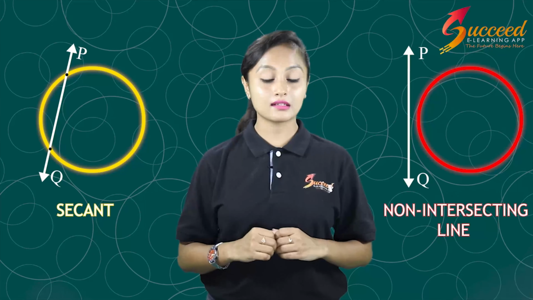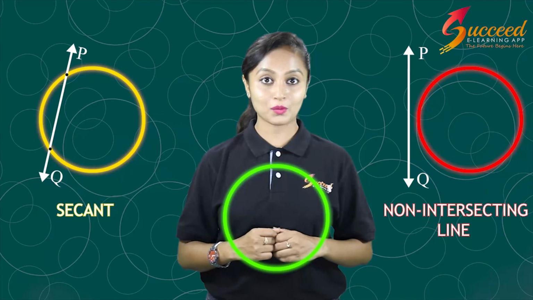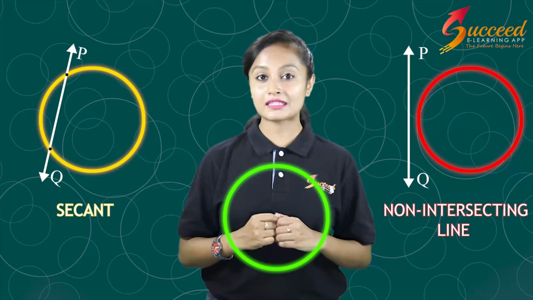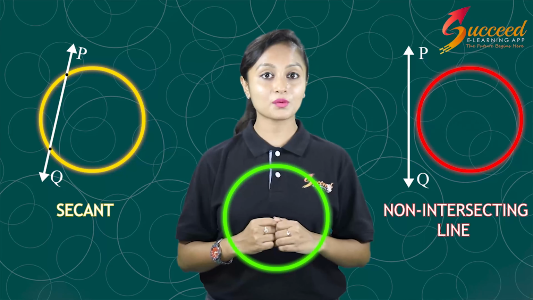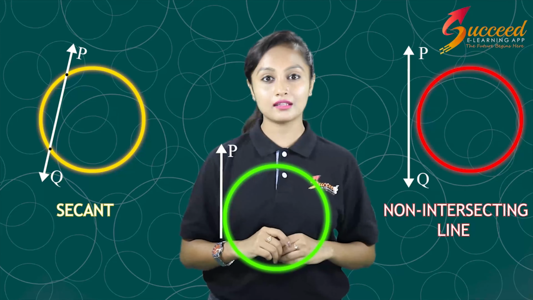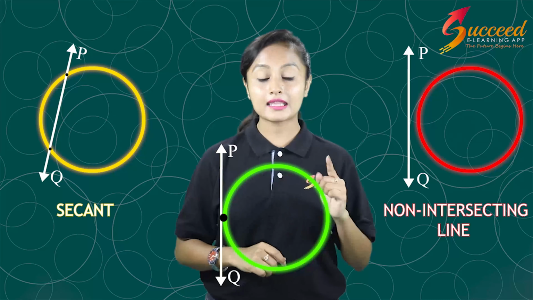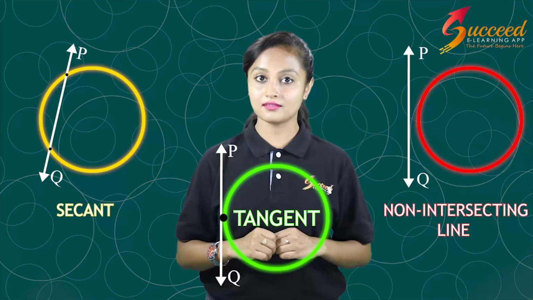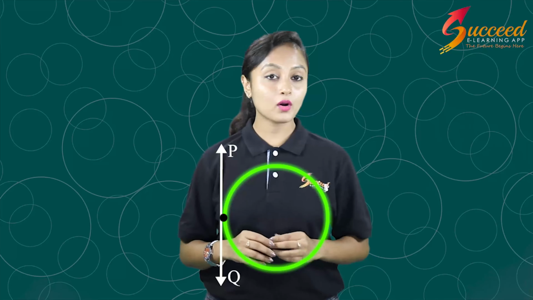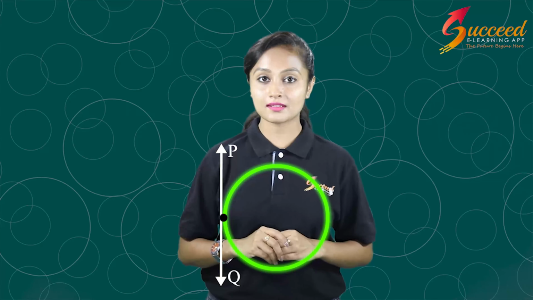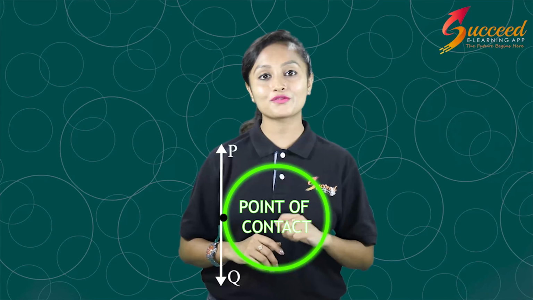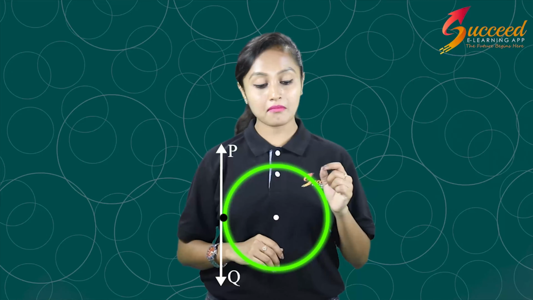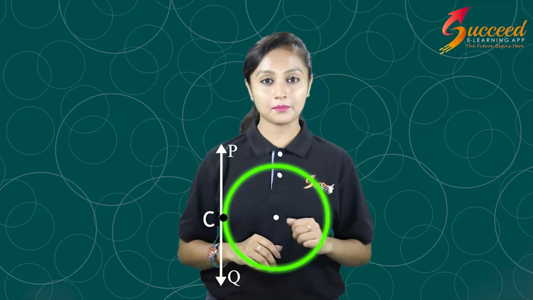Now consider a third circle and mark a line in such a way that it intersects the circle at just one point. This particular line is called a tangent to the circle. The point where the tangent touches the circle is called the point of contact. Now let us mark this point of contact as C.